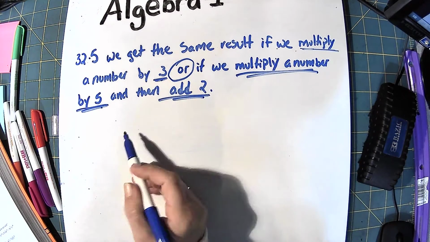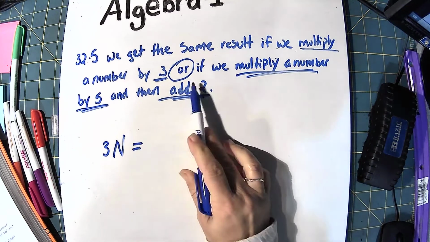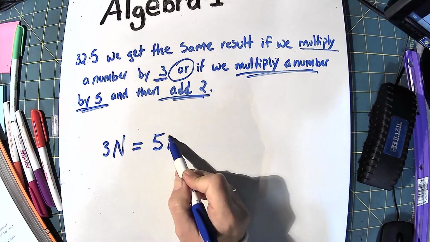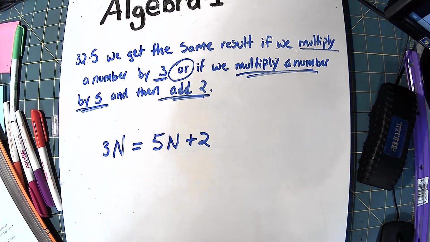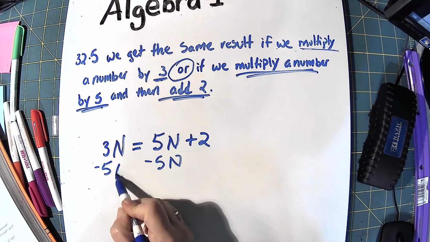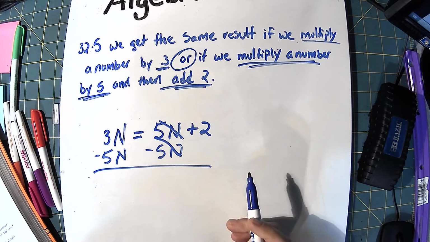So multiply by 3. So 3 times n. And that's going to be equal to number multiplied by 5, 5n. Then add 2, plus 2. Okay. So now we're just going to solve. Minus 5n. They're making me work with lots of negative variables. Sometimes you have to. There's nothing else you can do.